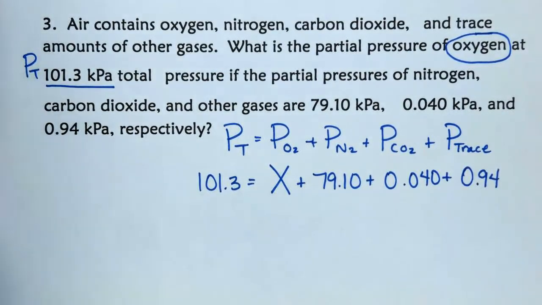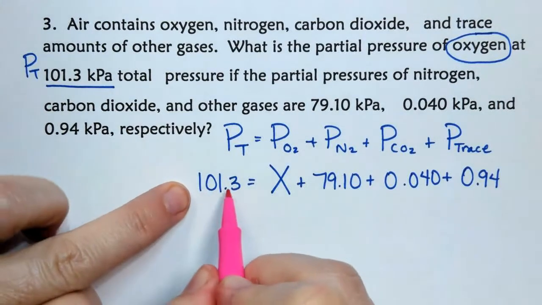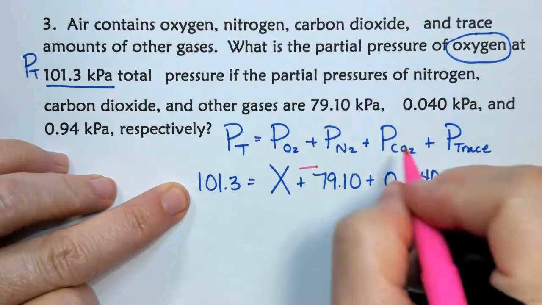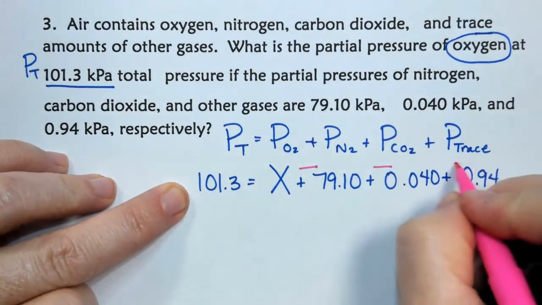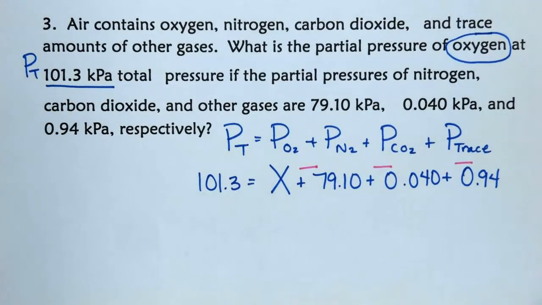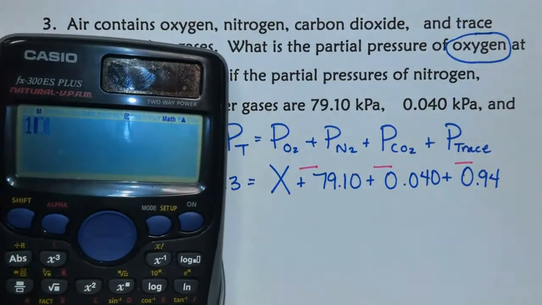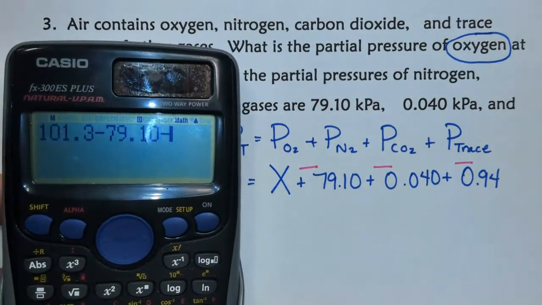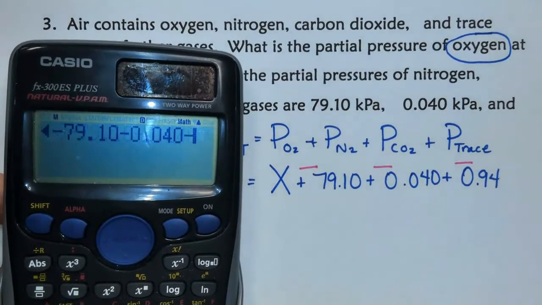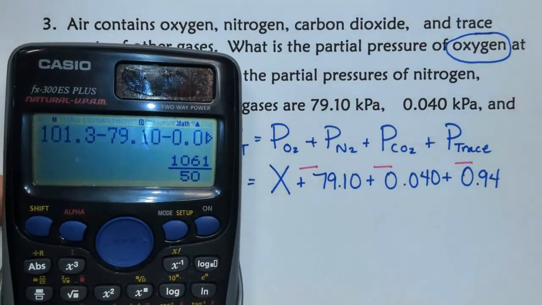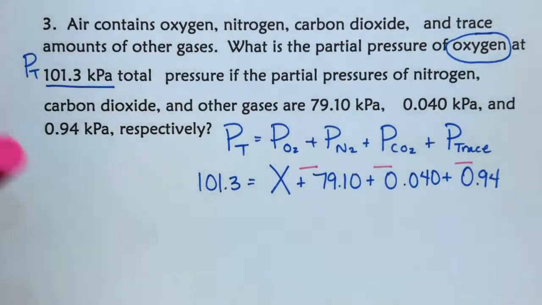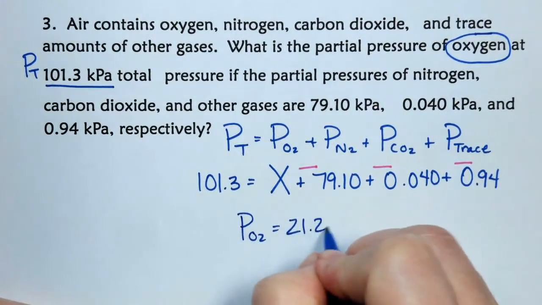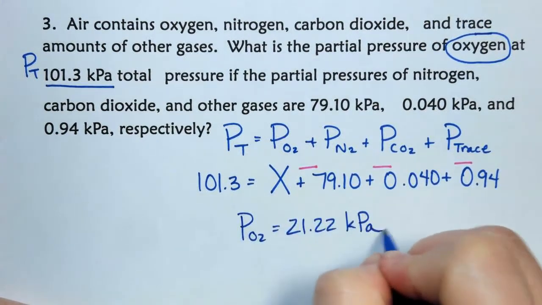So to solve this, you're going to just put the total pressure, and then over here, because these are added with the X, we'll do the opposite. I will subtract 79.10, subtract 0.040, and subtract 0.94. So we're going to have 101.3 minus 79.10 minus 0.040 minus 0.94 equals. We'll get 21.22 as our answer for oxygen. The pressure of oxygen is 21.22, and that's kilopascals.